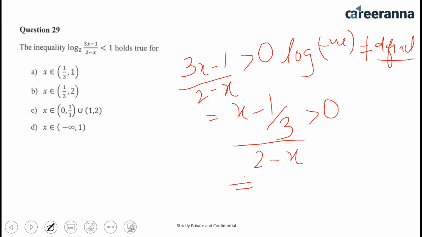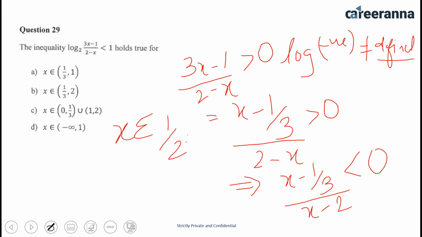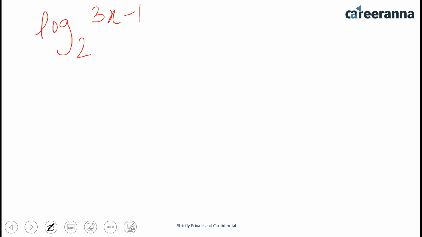In the denominator, if I change the sign, this will become (x minus 1 by 3) upon (x minus 2), and this should be less than 0. So first we need to find the values for which this inequality is satisfied. So I can say that x belongs to 1 upon 3 to 2. So this is my first point. Now if I talk about the second point, then we need to look at the log value. So log base 2 of (3x minus 1) upon (2 minus x) should be less than 1. So we can solve this.